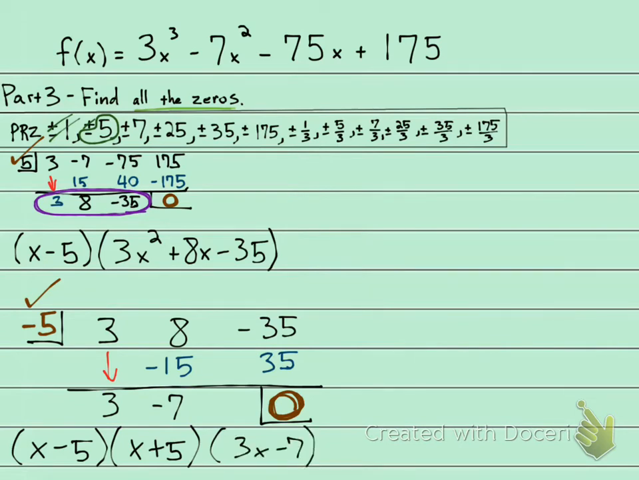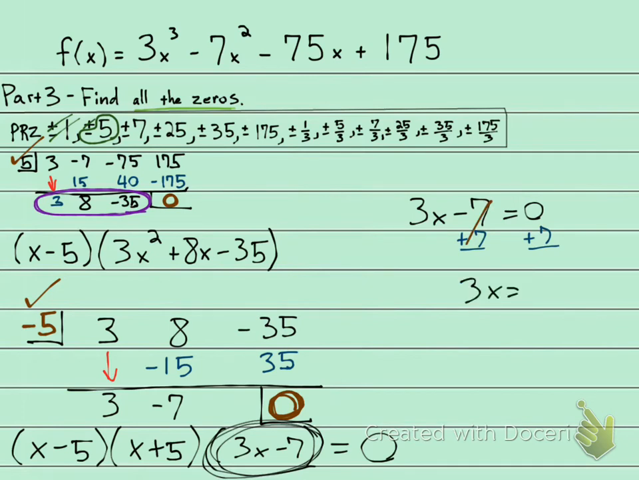All right, now if it was set equal to 0, I'm going to use this to find the 0. So 3x minus 7 equals 0, and then we're going to solve for x. Grumpy x wants to be by itself. Add 7 to both sides. 3x equals 7. Divide both sides by 3. And x equals 7 over 3. That is my third 0, okay?